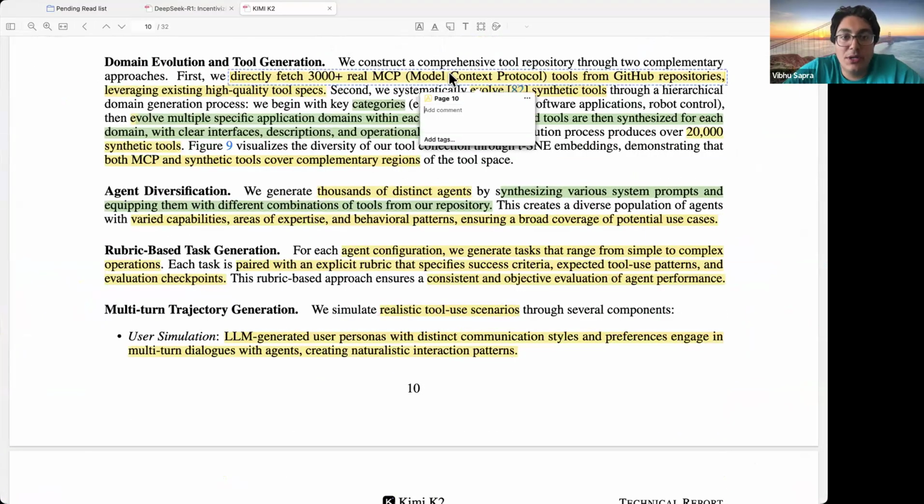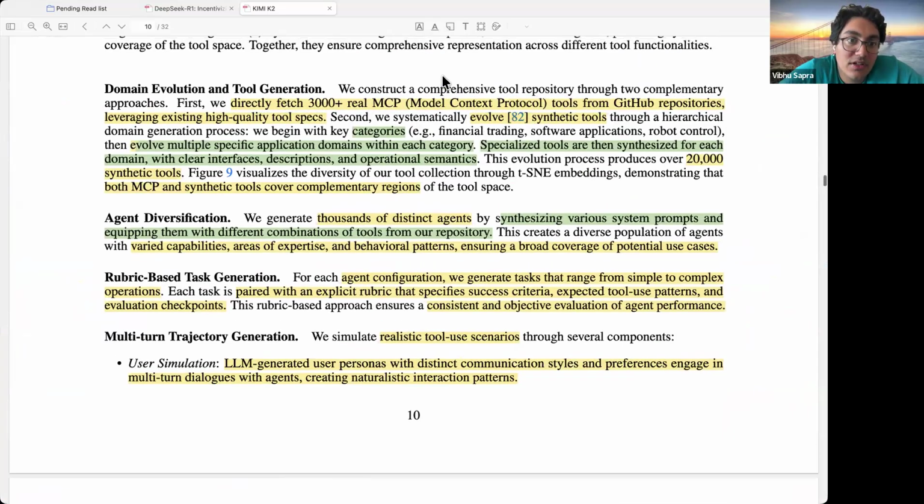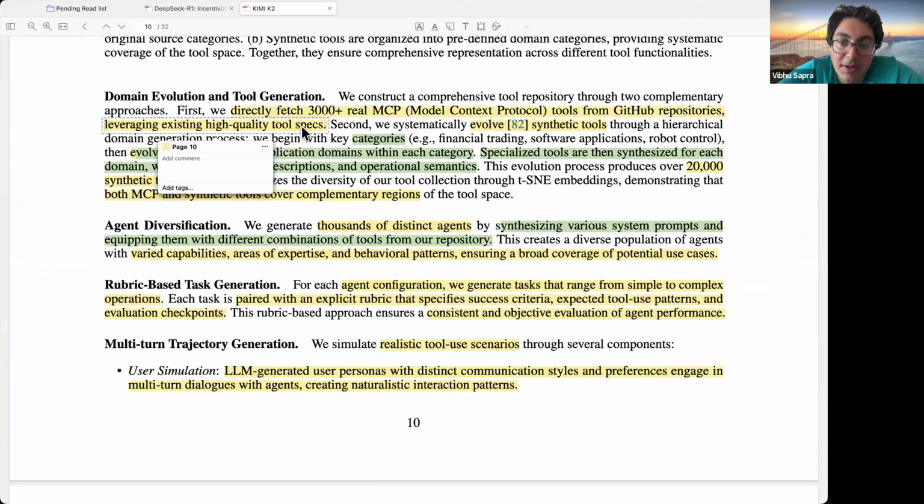First, we directly fetched 3,000 plus real MCP tools from GitHub repositories, leveraging existing high quality tool specs. The interesting thing with MCP tools is, they don't really say how they verify that these are high quality tools, right? You can have non high quality MCPs. There's no great standard over this, but they don't mention much filtration over this.